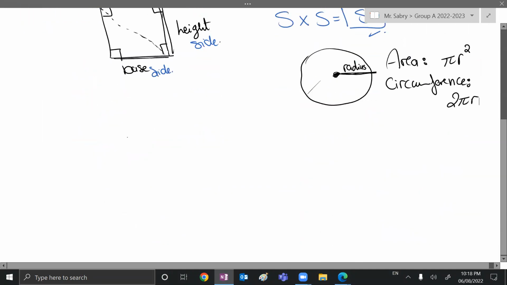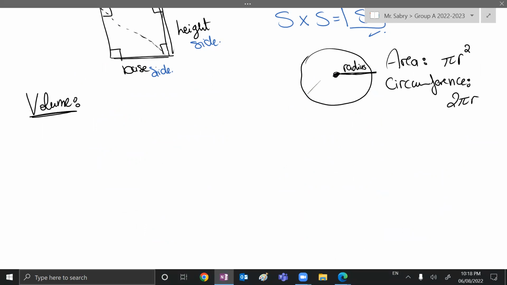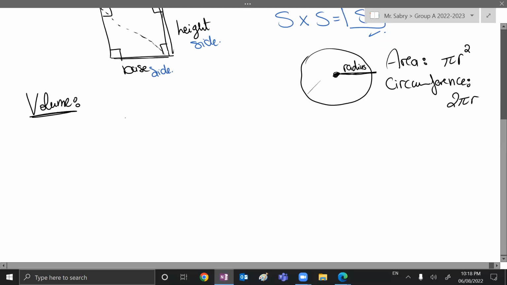Then if we move to the idea of volumes, what's the difference between a volume and an area? The volume is for a shape that's 3D. It's a shape that actually has a size. It takes up space in a room. That's what we call a volume. And these are the things that have volume. So the volume of any shape whatsoever is the area of the base multiplied then by the height.